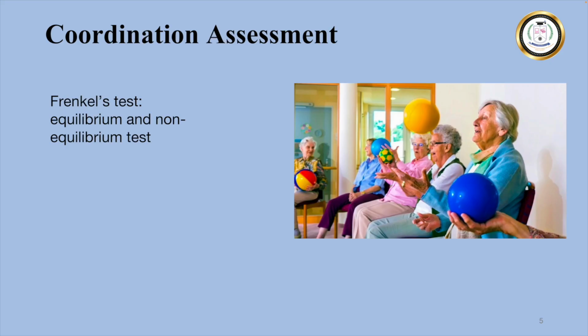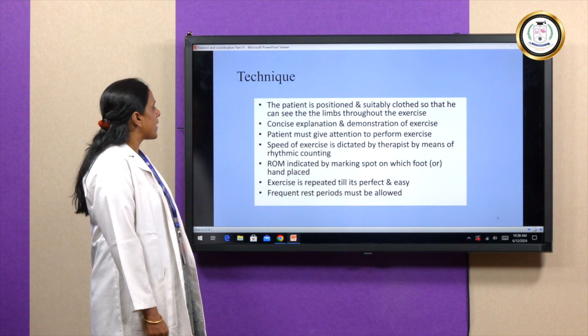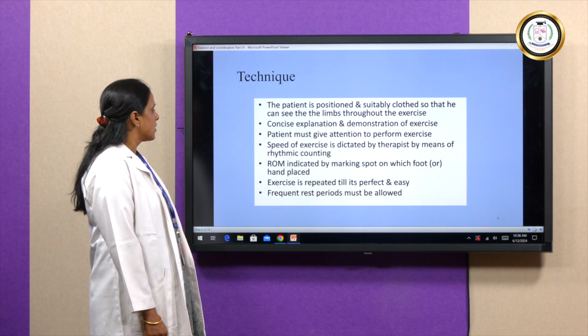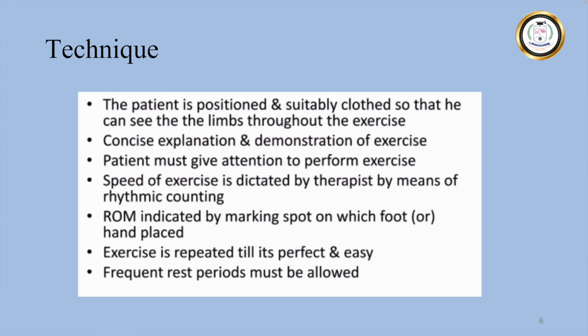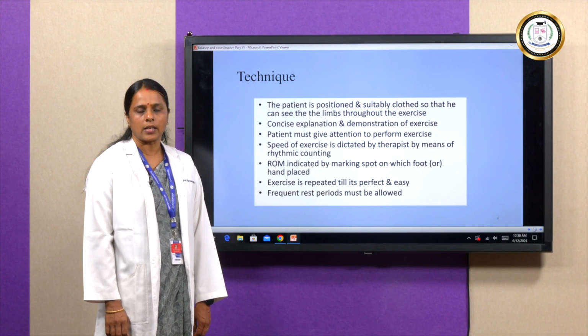Now coordination test. For coordination, most commonly we use the Frenkel's test, which includes the equilibrium and non-equilibrium tests. In this, the patient is positioned and suitably clothed, and the positioning should be such that the patient can see the movements. The patient must give attention to perform the exercise. The speed of exercise is dictated by the therapist. Range of motion is indicated by marking the spots on which the foot or hand has to be placed. The exercise is repeated till it is perfect and easy. Frequent rest periods must be given to the patient.